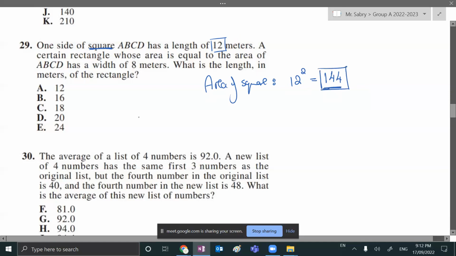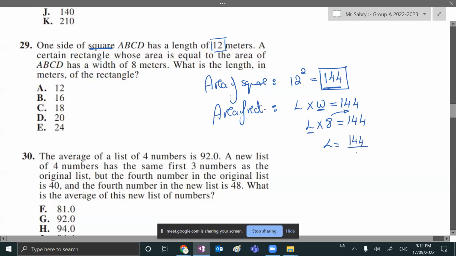Then what? And then you're going to do 144 divided by 8, which is going to be 18. Good. Why is that? Because the area of the rectangle is supposed to be the same as the area of the square. It's supposed to be length times width, which is equal to the area of the square. But I'm already given that the width is equal to 8. So it's now length times 8 equals 144. If I need to find the length, I just need to move the 8 to the other side by division. So the length is 144 divided by 8. And that's how you got the answer as 16.